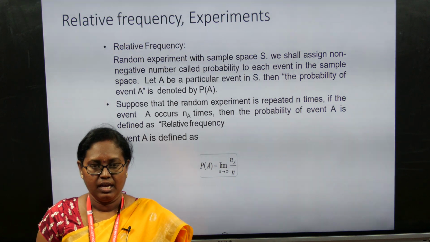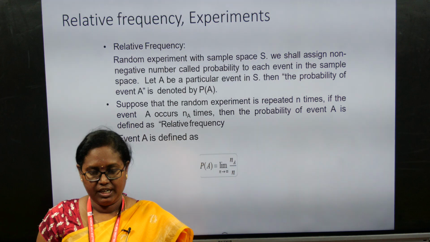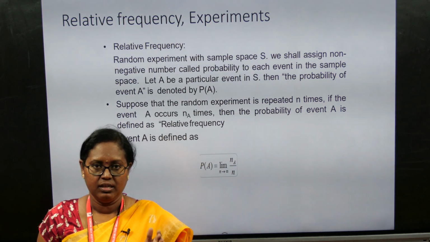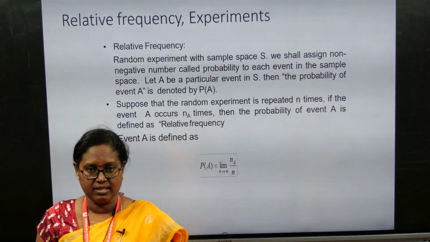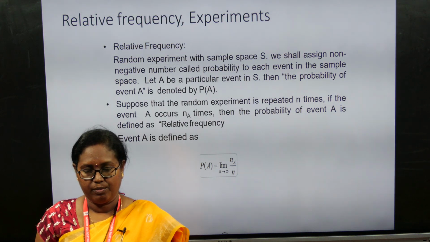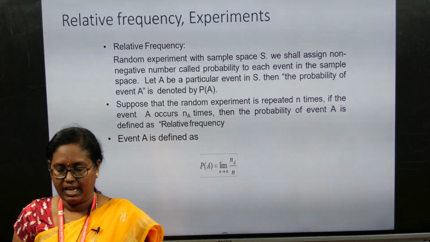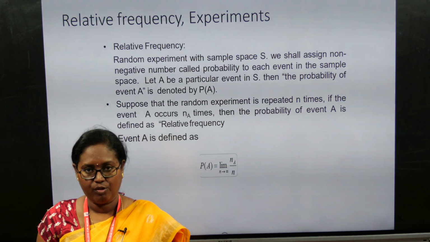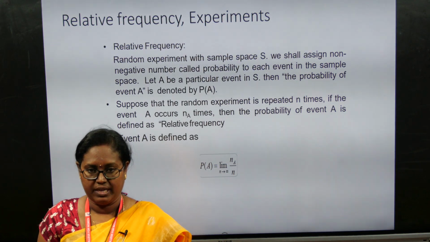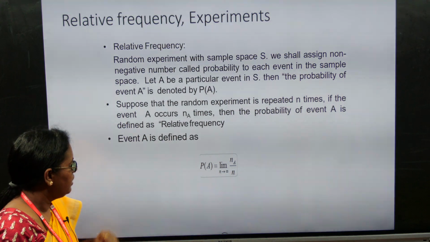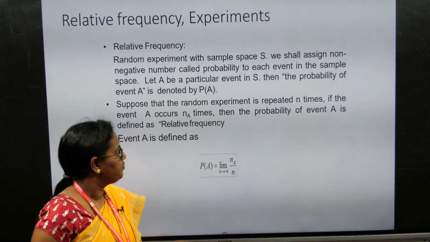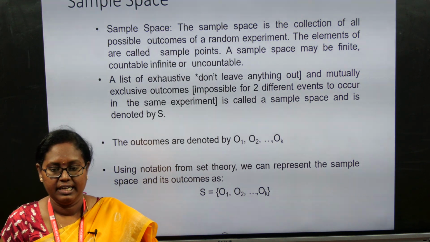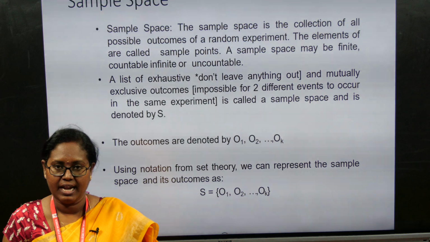From this we can say that the probability of a particular event A, P(A), is nothing but n(A) by n(S). That means the number of favorable conditions for getting event A by the number of all the possibilities, which is the number of elements in the sample space. That is the formula for the probability of event A. Now coming to sample space, I already told you it is the set of all the possibilities of an experiment.